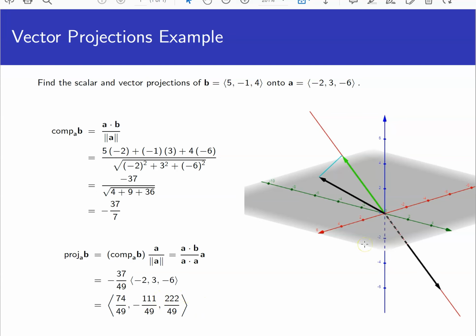And again, here we can see the projection vector here. Here's vector B. We go perpendicular to the line that would contain A, using A as a direction vector there. Go perpendicular, and then this green vector is what's representing the projection of B along A. And then the magnitude of that vector would be this -37 over 7.